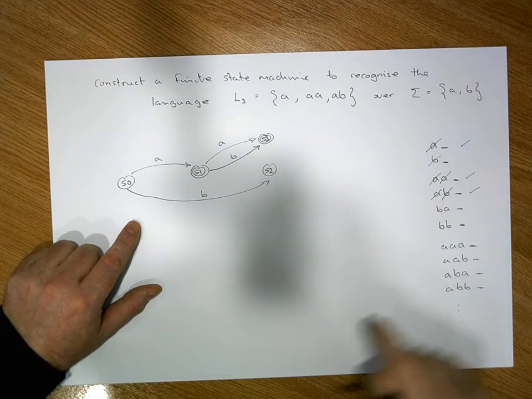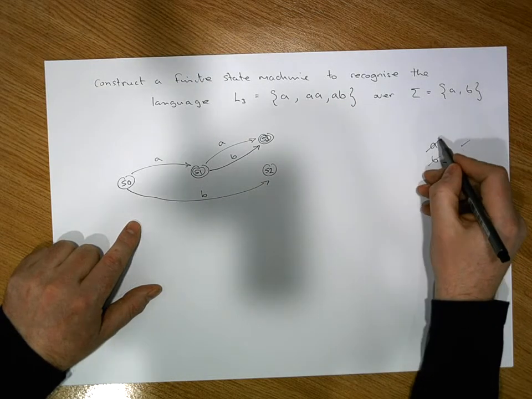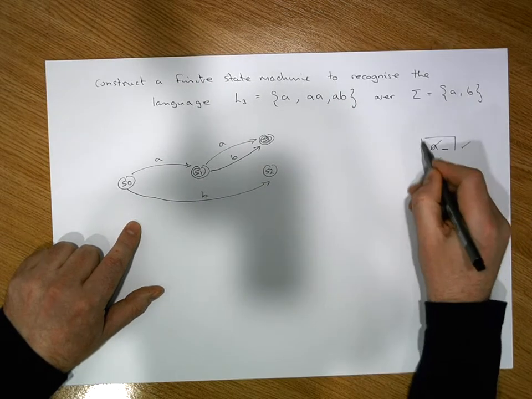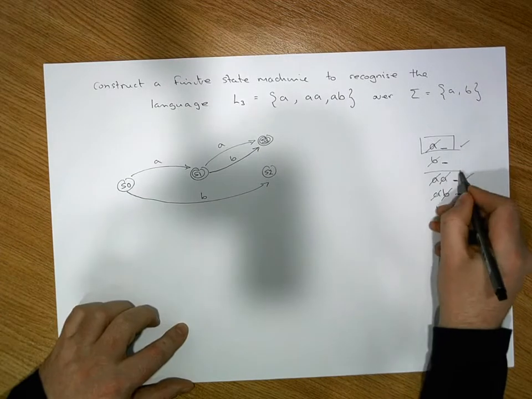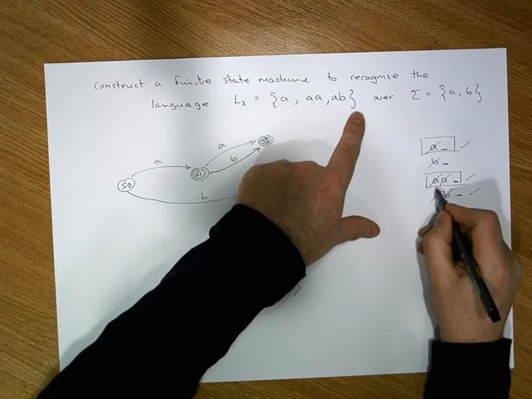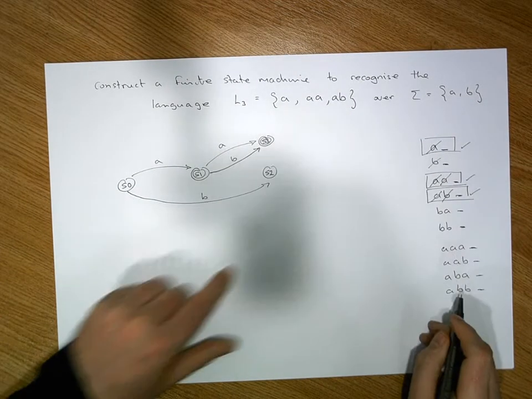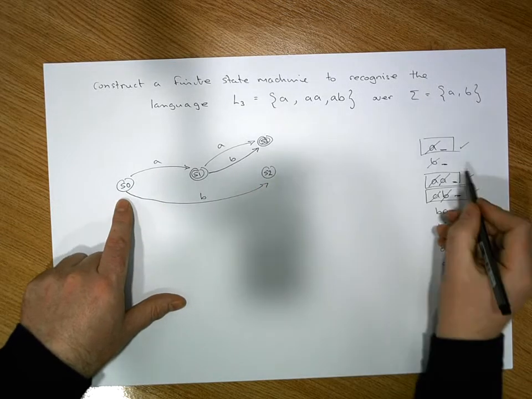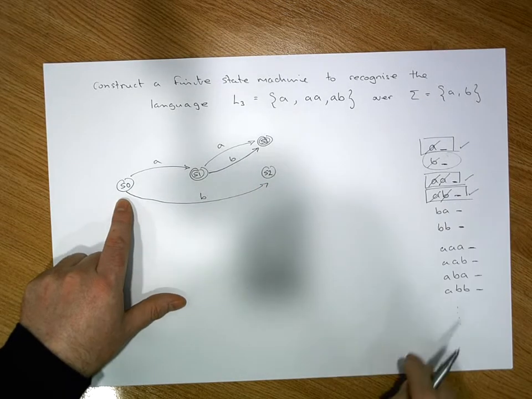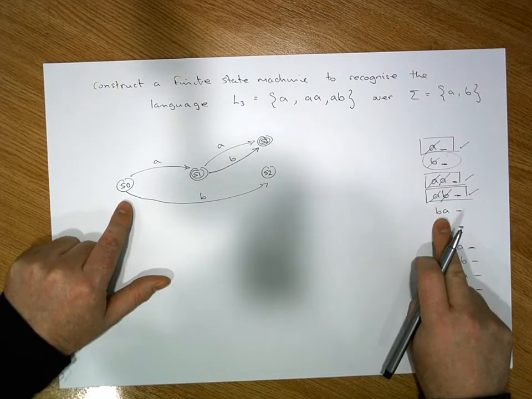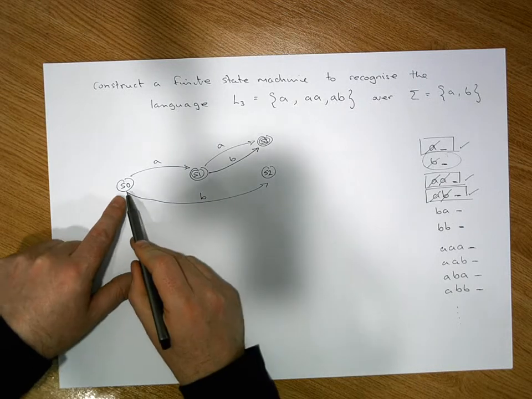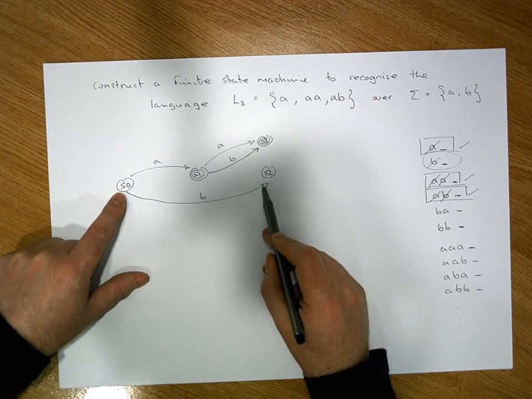Okay, so it recognizes our A, it recognizes our AA, it recognizes our AB. It doesn't recognize a B. Okay, so that's out. It shouldn't recognize a BA. Okay, well, where's a BA? A BA is a B followed by an A.